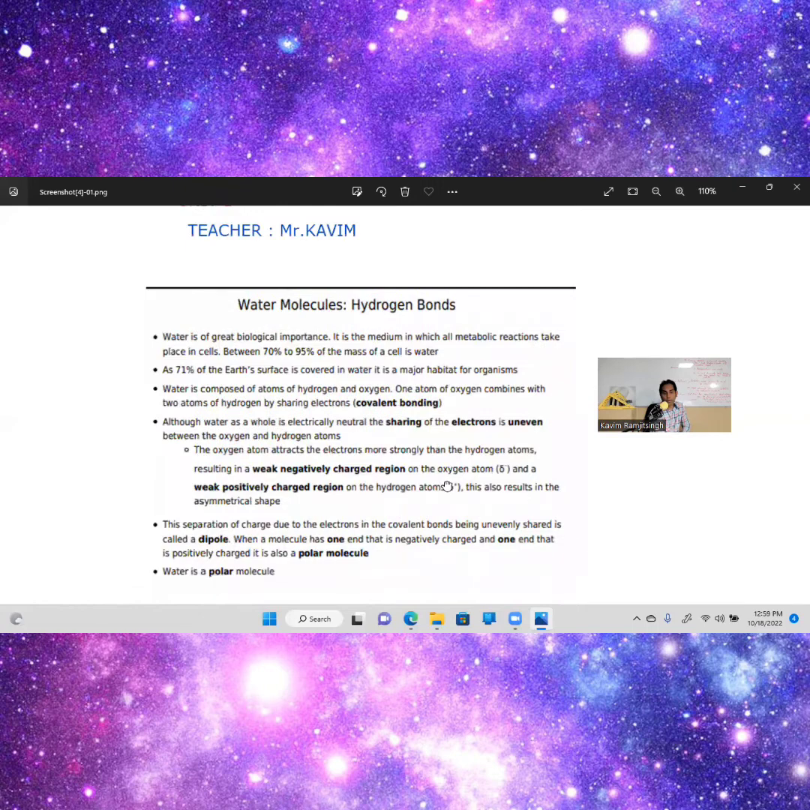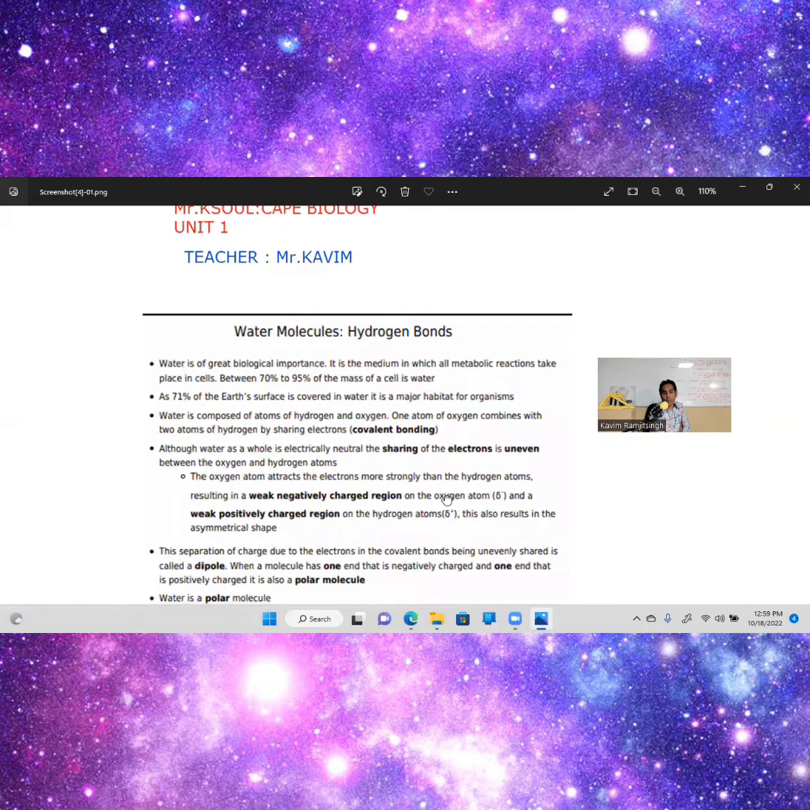So if you look at this here, we see that water, we all know we need water, right, to survive, right? And basically what you have to take out for your biology concept here is the structure of water. And we already know from CSEC chemistry, the bonding in water is covalent bonding between the hydrogen and the oxygen.